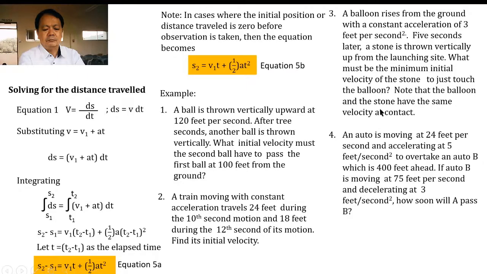And the fourth one is about an auto A that's moving at 24 feet per second and accelerating at 5 feet per second squared, to overtake another auto B, which is 400 feet ahead. If auto B is moving at 75 feet per second and decelerating at 3 feet per second squared, how soon will A pass B? So meron tayo yung apat na problem. Subukan nating ipakita dito yung solutions sa tatlo para iwan ko naman sa inyo yung pang-apat. And you may test yourselves if you're able to follow after seeing the solution to the first three problems.